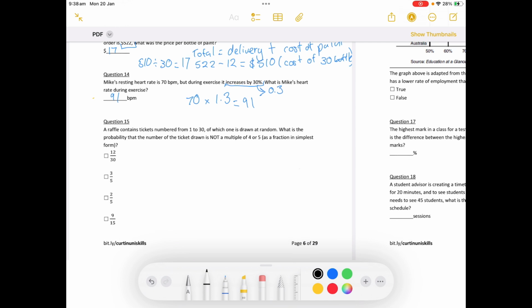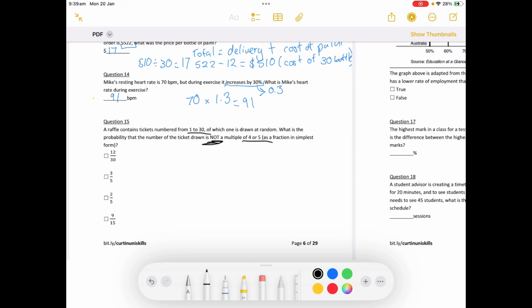What is the probability that the number of the ticket drawn is not a multiple of 4 or 5 as a fraction in the simplest form? Okay. So we're looking for the number of tickets that are not multiples of 4 and 5. And it's between the numbers of 1 to 30. So first thing I'm going to do is figure out how many numbers are actually multiples of 4 and 5. So let's make a list.